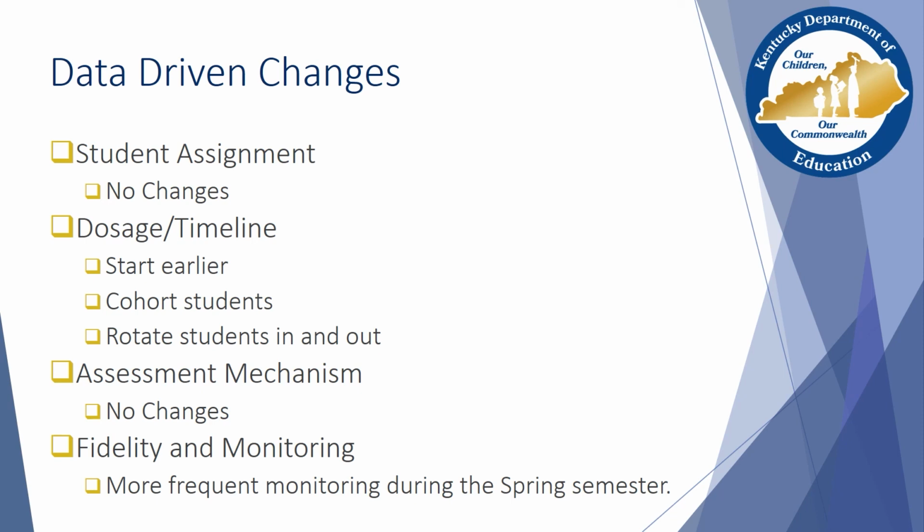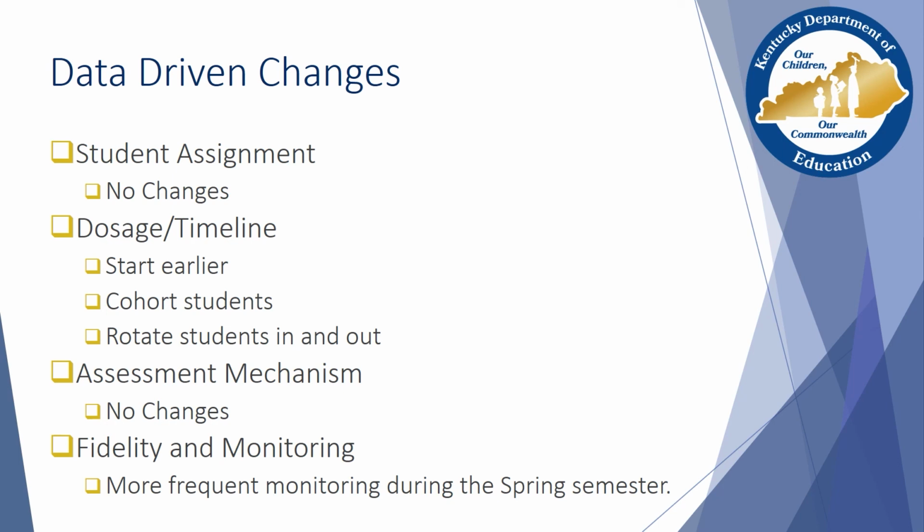We identified some issues with the timeline. So next year, let's consider identifying our students and starting them a little earlier. The data suggests that waiting until November to start the intervention had little effect. We identified intervention fatigue as a possible issue also, so it may be more cost-effective to cohort our students and rotate them in and out of the intervention.